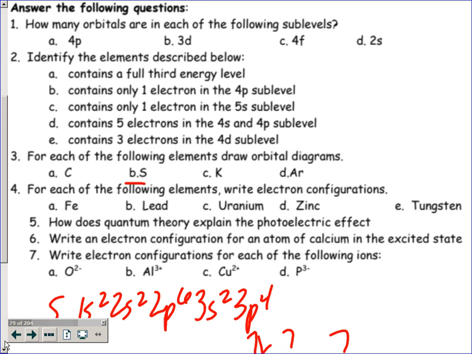Alright, finish the one you're working on. I'm going to demonstrate number 7 because you can probably figure it out, but I want to make sure you're clear before you go, okay? Because you know what these charges actually mean.